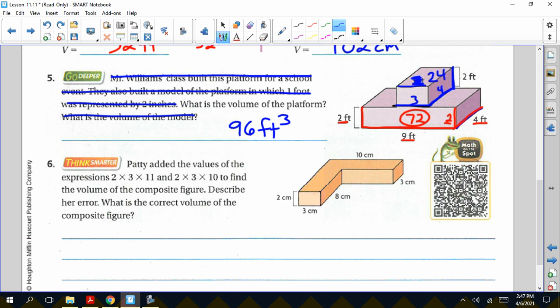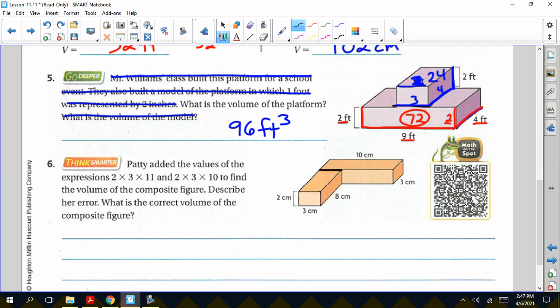On the last one, if we were solving the volume here, it does say Patty added the values of the expressions 2 times 3 times 11 and 2 times 3 times 10 to find the volume of the composite figure. She's wrong because she's just multiplying all of them around. So we need to find the correct volume here. You can cut it either up and down, or we can cut it straight across.